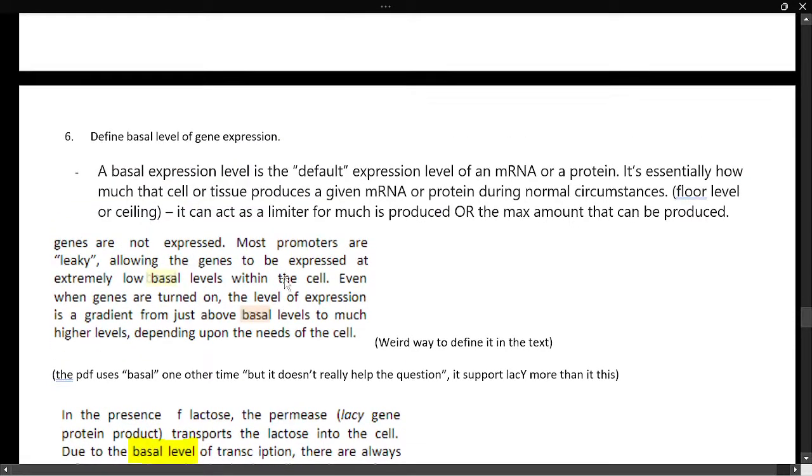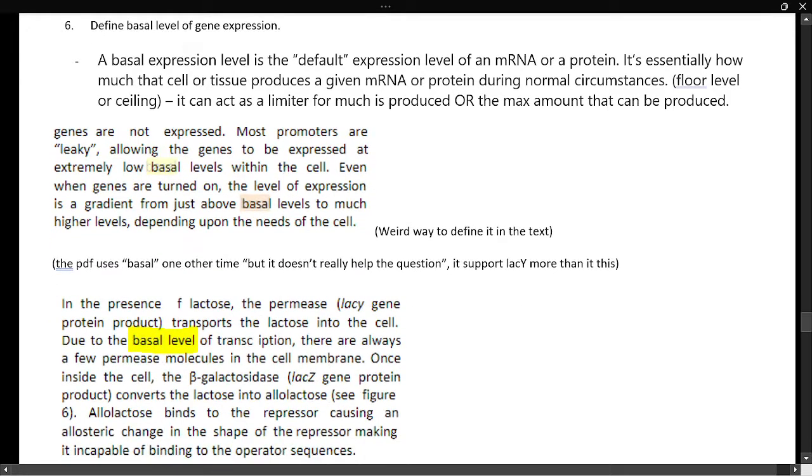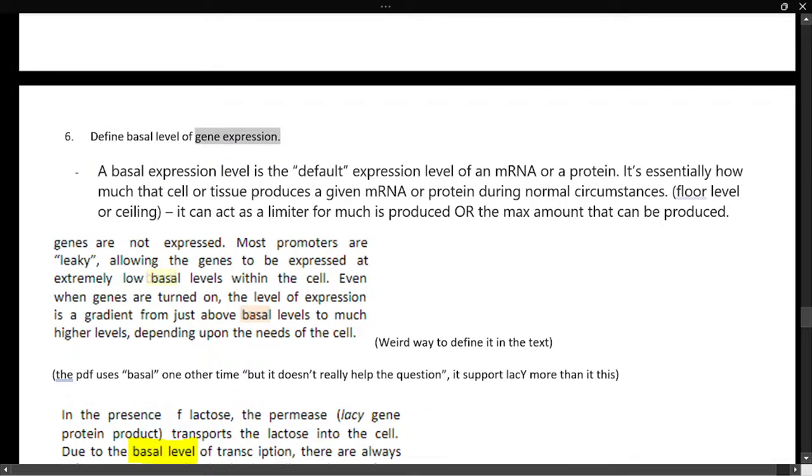Question 6. Okay, I basically did a copy search or copy paste, but in the article they didn't give too good of a definition. It was very confusing, so I googled it. Nothing against that. So basically, it's the expression level default of mRNA per RNA. This basically summarizes it perfectly. It's essentially how much that cell or tissue produces a given mRNA or protein during normal circumstances.